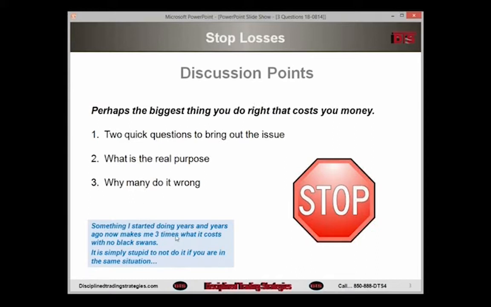I just want to add this quick little burp. Something I started doing years and years ago, and now makes me 3 times what it costs me, but no black swans. It is simply stupid to not do it if you are in the same situation. Some people have a black swan.